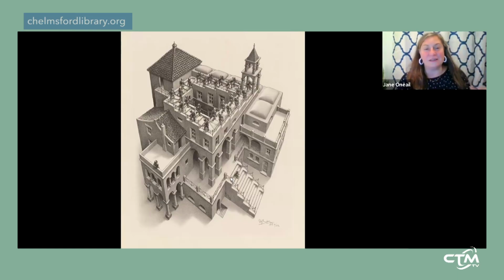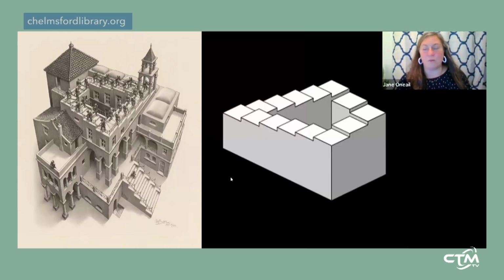So MC Escher at this point is well familiar with the mathematicians, the Penroses, father and son, who had devised the idea of the Penrose stairs or the Penrose triangle that we see over here on the right. We can see MC Escher playing with that, modifying it just a little bit to make it a quadrangle here and create this impossible set of stairs.